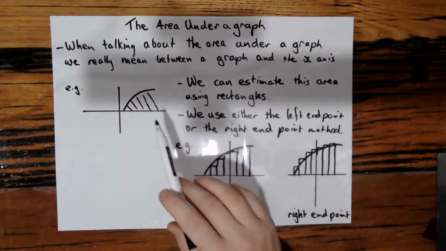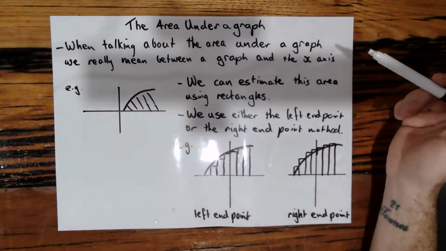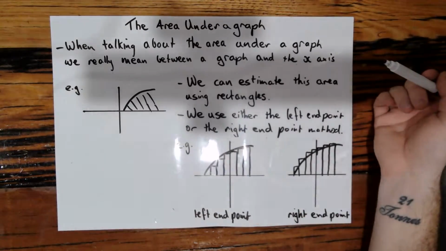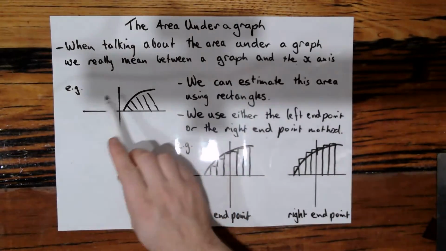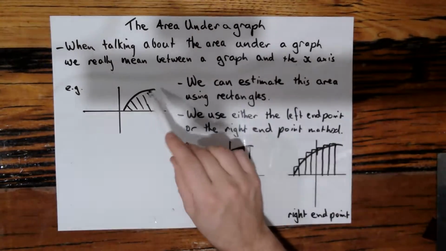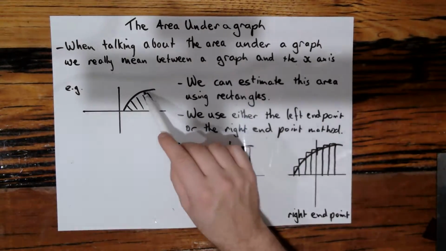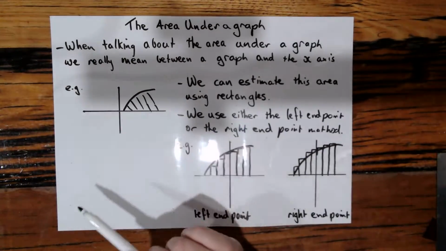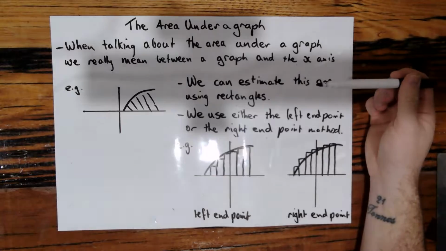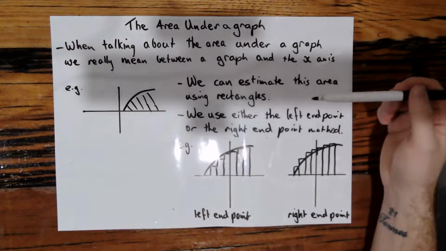When we're talking about the area under a graph, we really mean the area between a graph and the x-axis. For example, I've got a little picture here. I've got some function, and we want to know what the area is between this curve and the x-axis there. Now we can estimate this area using rectangles.